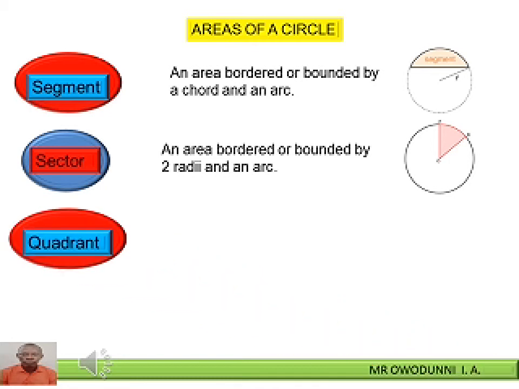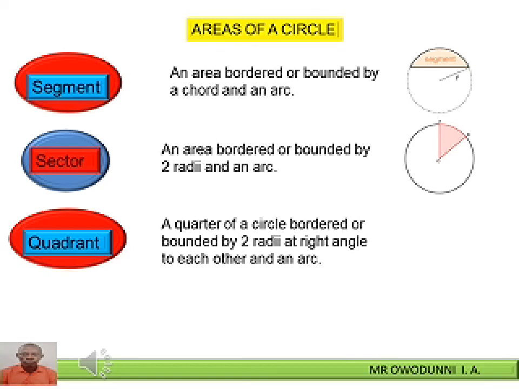A quadrant. A quadrant is a quarter of a circle, when you divide a circle into 4 equal parts. So whenever you have a sector and the angle between the two radii is 90 degrees, then it becomes a quadrant.